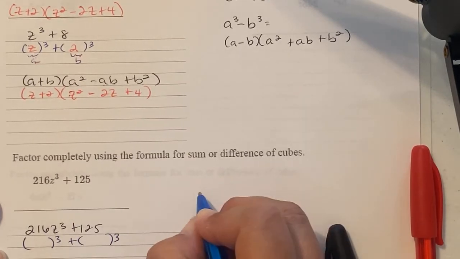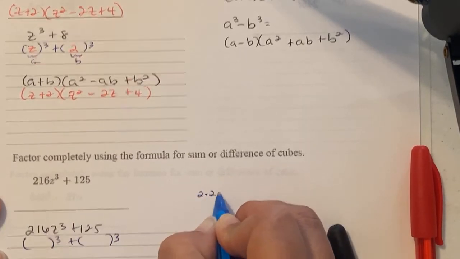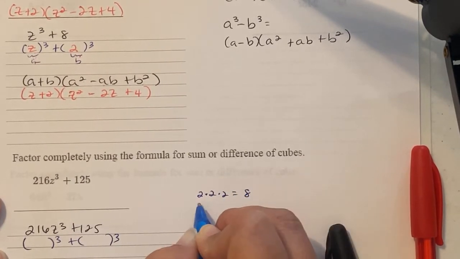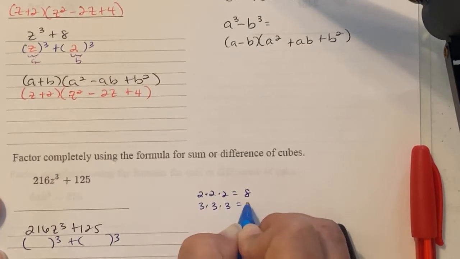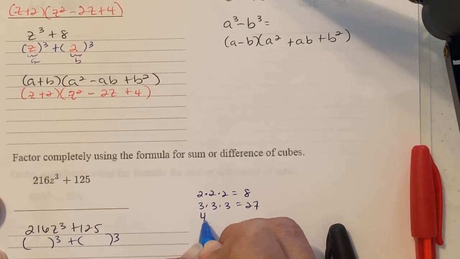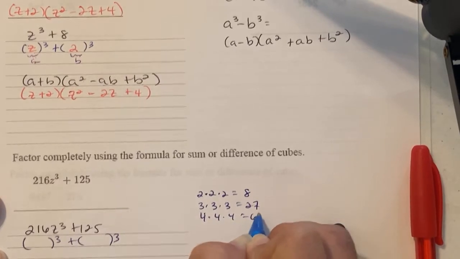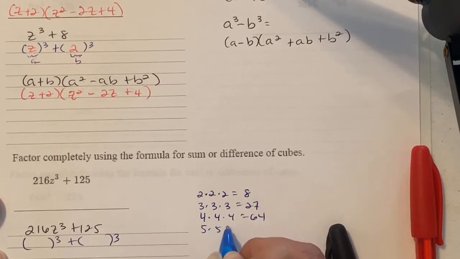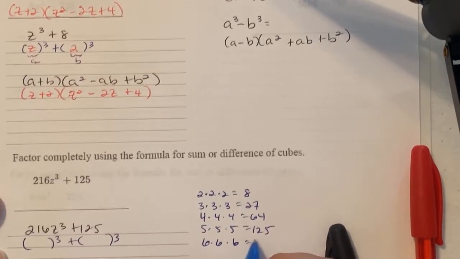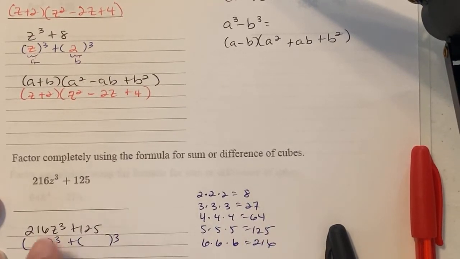Cubes. Remember your cube pattern. If I take the number 2 and cube it, I get an 8. 3 cubed is 27. 4 gets you to 64. A 5 gives 125. And then a 6 is your 216, which is the number we need here.